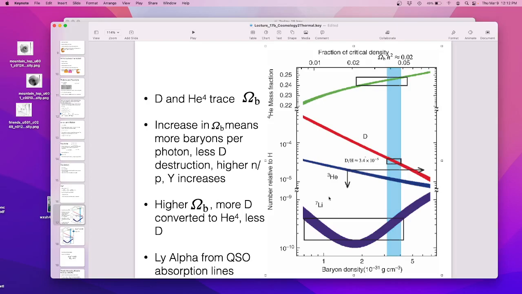So we measure that the helium-4 mass fraction is between 0.24 and 0.25, which means that the baryon density has got to be between 2 and 5 times 10 to the minus 31. Does that make sense? So that gives us the baryon density. It gives us a really tight constraint on the deuterium density. The deuterium density is measured to be here, and that gives us this baryon density. So helium-4 and deuterium are really sensitive.